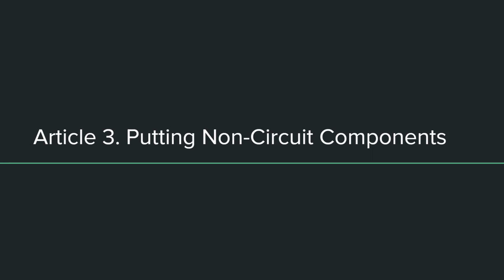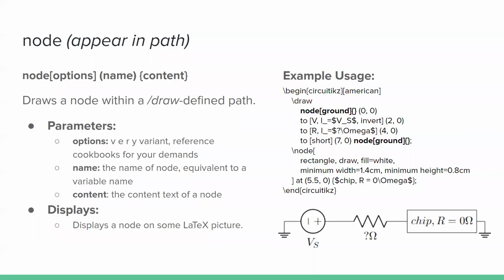Rather, I want this unknown component to be a rectangle. So I put the rectangle on the wire, right? And then I have people guess about what this rectangle is. Something like that might motivate us to put a non-circuit component onto a wire. So I'm going to talk about the basic way of doing this first.